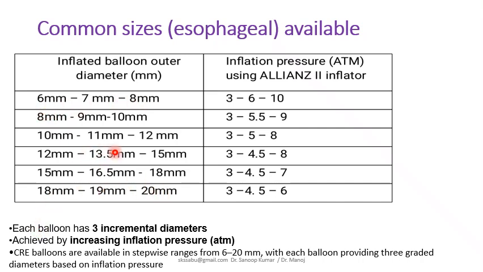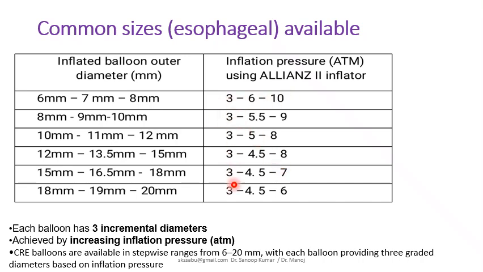So if you need to achieve a 12 mm diameter, you should ask for a balloon set which has 10, 11, 12. Or if you want 15 mm diameter, we should ask for 12, 13.5, 15 mm, or 15, 16.5, 18 mm. So what you see is that to achieve 6 mm diameter, you should give 3 ATM pressure in that particular set.